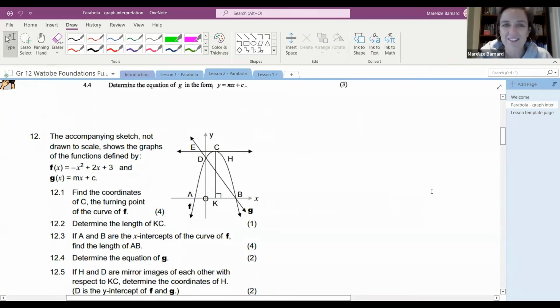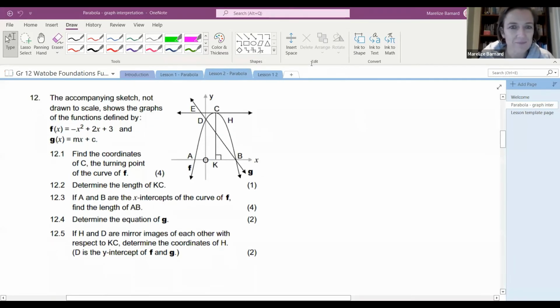Right. Now that was the warm-up. Let's get cracking on this question. Lots happening, lots of lines and stuff. Be ready. I think tomorrow, guys, you're going to be so ready for your exam with these parabola and straight line questions. In the accompanying sketch, not drawn to scale, the graphs are shown. So we have, again, a parabola and a straight line. Find the coordinates of C, the turning point of the curve of f.